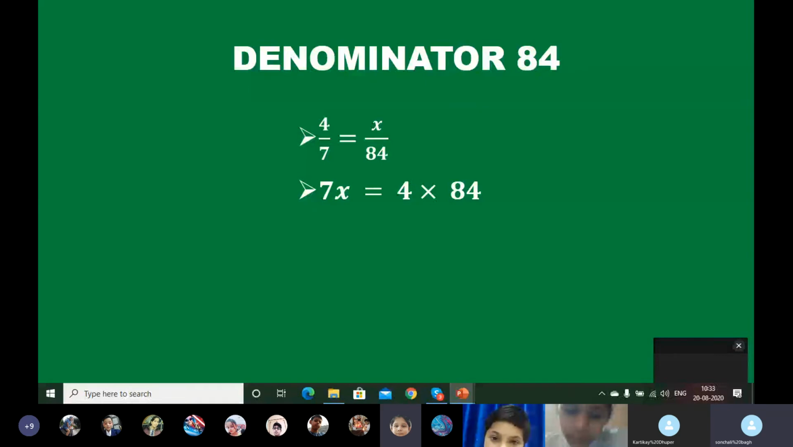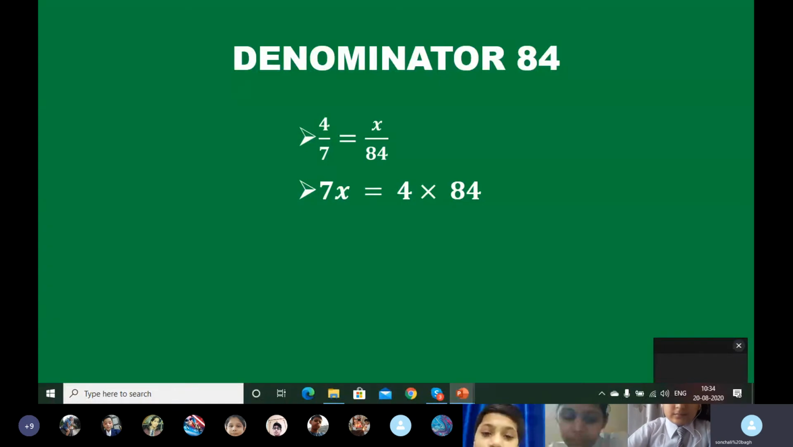What will be the next step? We have to simplify. Is my LHS balanced? No, ma'am. So what will we do first?